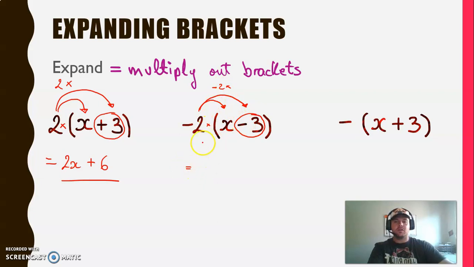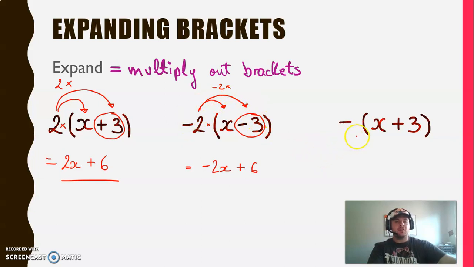So minus 2 times x is minus 2x, and then we have minus 2 times minus 3, which is positive. That's why we will have here a plus 6. So that's what determines this sign here. It depends on this multiplication.